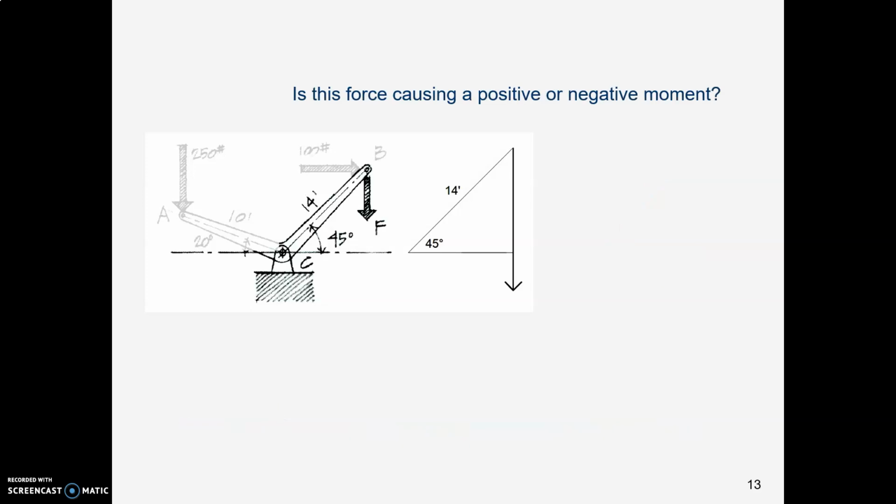And is force F causing a positive or a negative moment? It is trying to rotate that way, which is clockwise, so that means that's a negative moment.